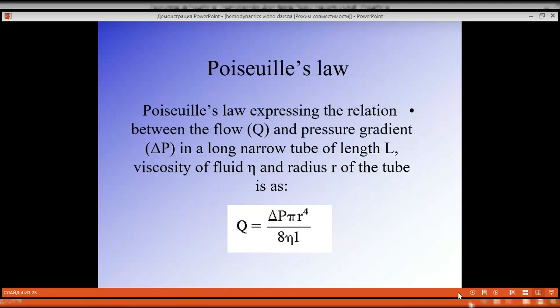Poiseuille's law expresses the relationship between the flow and the pressure gradient, or delta P, in a long narrow tube, with the length, the viscosity of the fluid, and the radius of the tube. In this formula, you can see Q is proportional to the pressure and the radius of the blood vessels, and inversely proportional to the viscosity and the length of the tube.